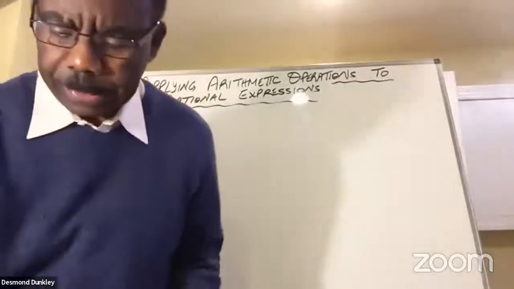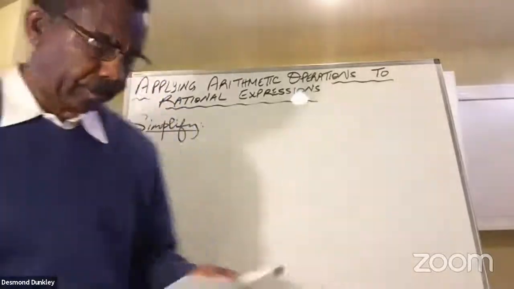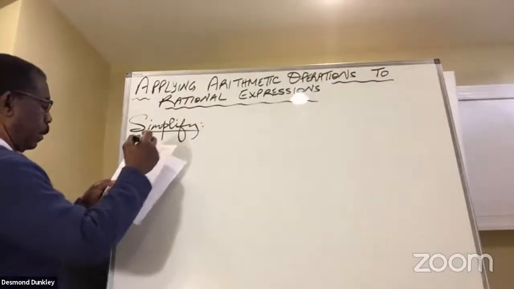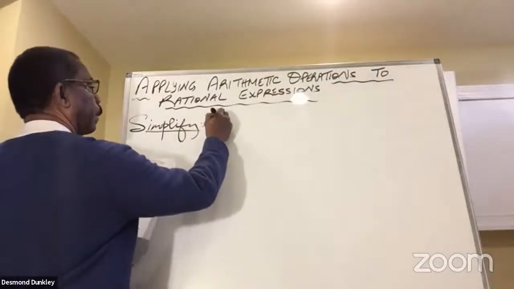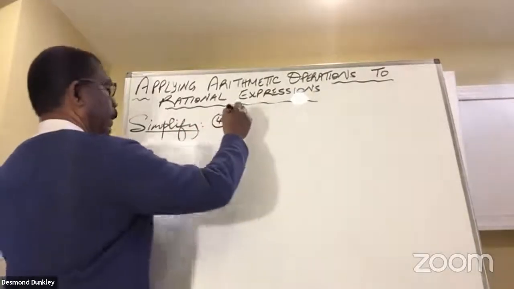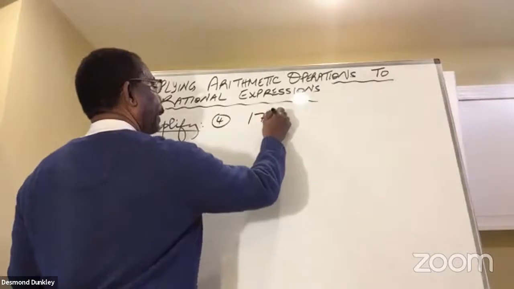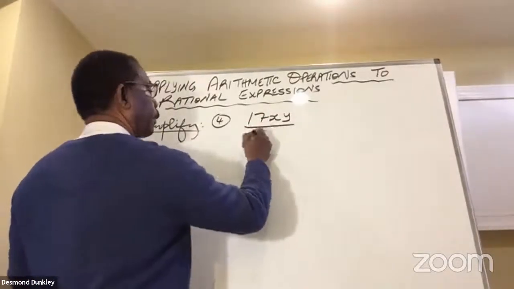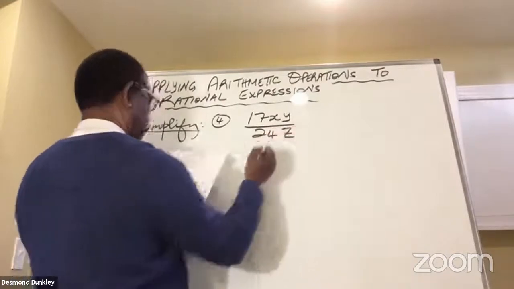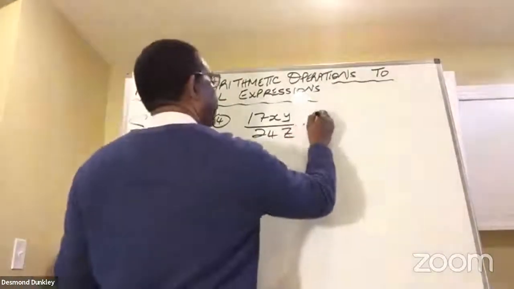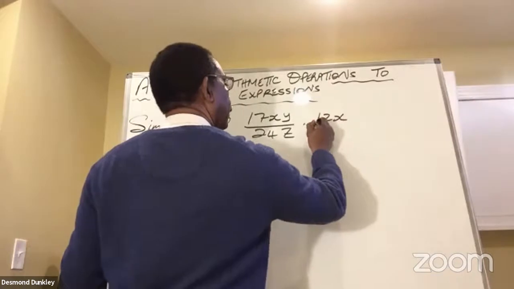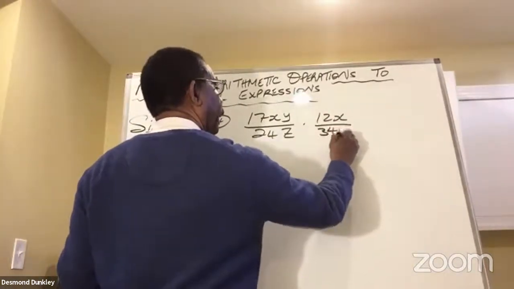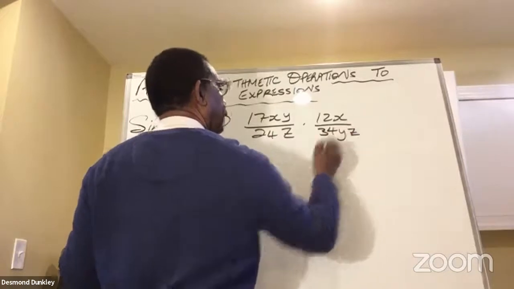Okay, let's try this one. (17xy) over 24z times 12x over 34yz.